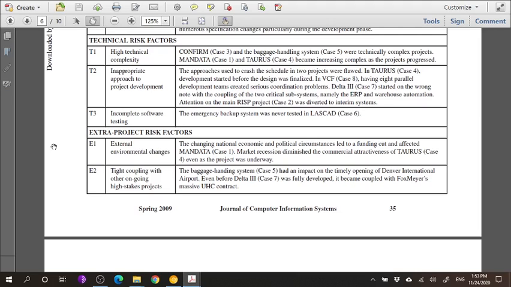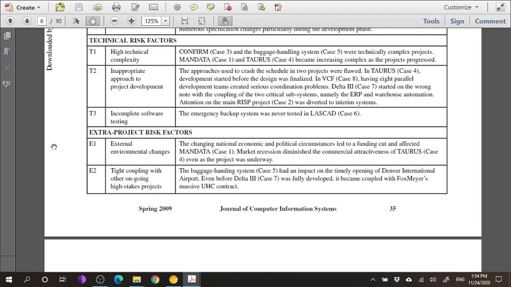That's what happened also in VCF case 8, where there were 8 parallel development teams, creating a lot of coordination problems. So 8 teams working simultaneously on different parts of that project without proper coordination was a huge issue. In Delta 3, which is case 7, they started on the wrong note with the coupling of 2 critical subsystems, namely the ERP and the warehouse automation. They should have kept them either separate or brought along one system that would cater for both of them. So they were working on 2 systems that were connected very strongly with each other, and they did not realize that that would become a problem.